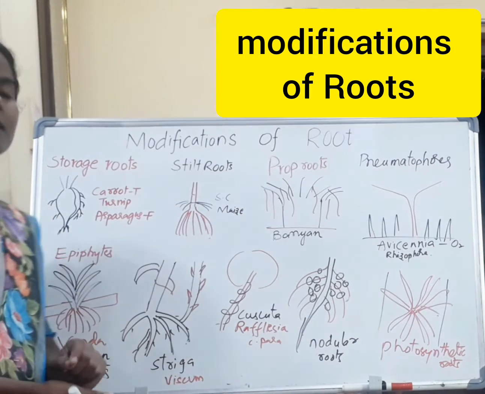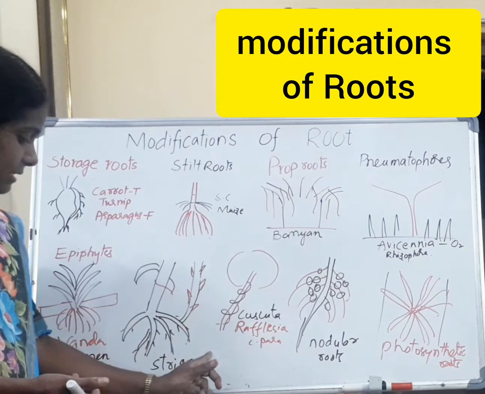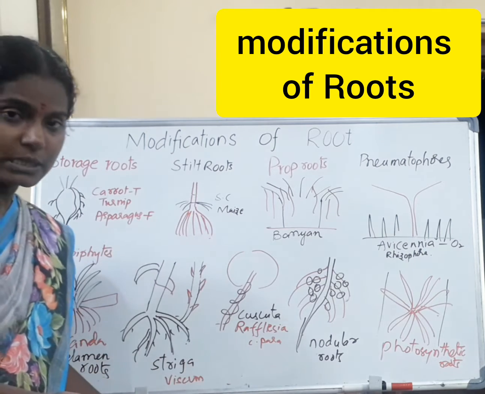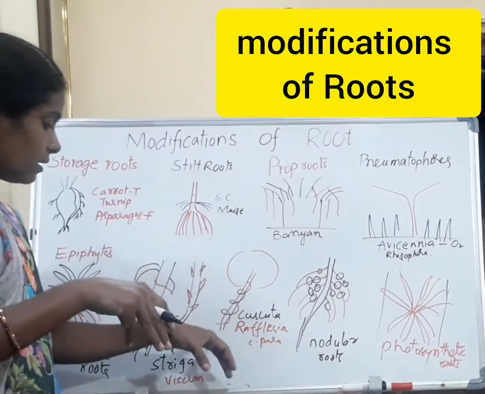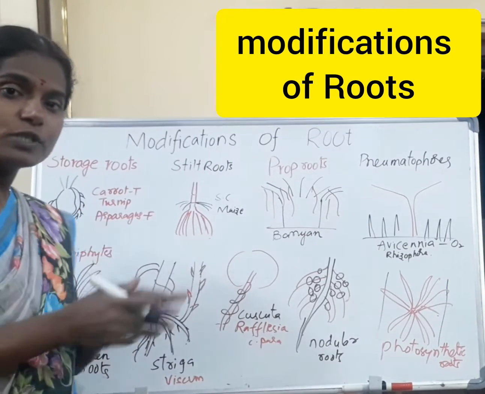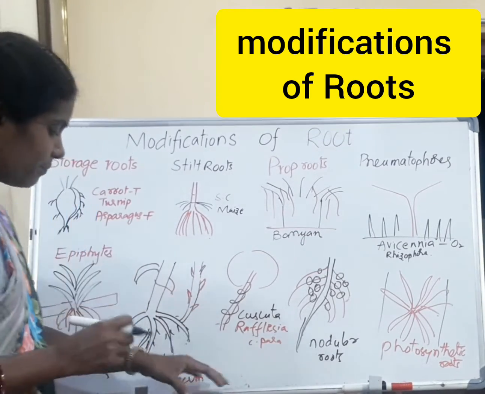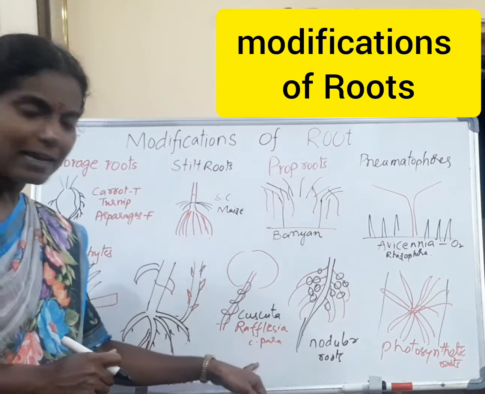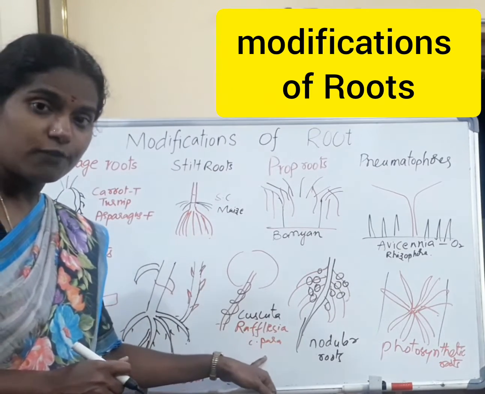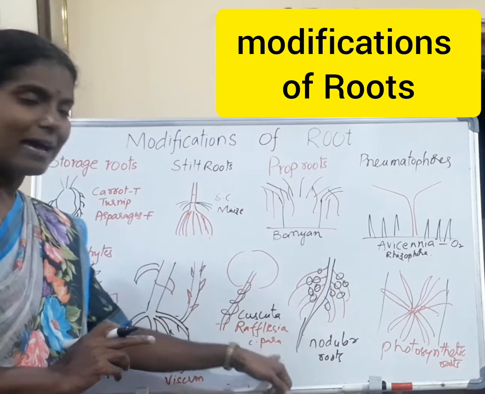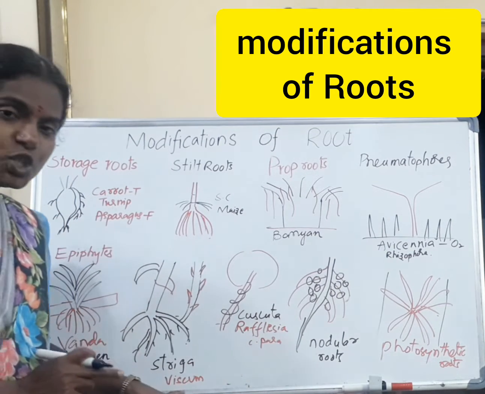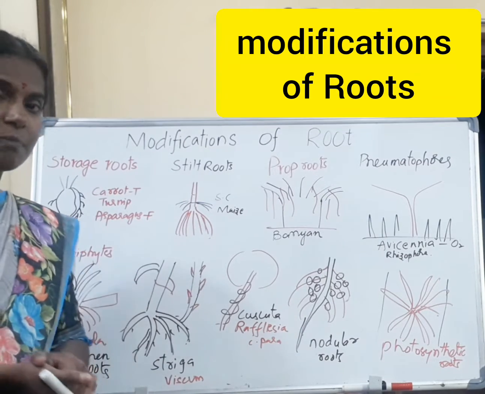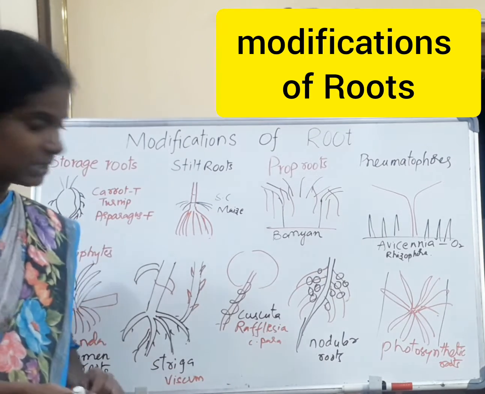And coming to the partial parasitic plants like Striga and Viscum, they produce haustorial roots into the xylem of the host plant. They absorb water. Okay. So complete parasitic plants, this is important for MCET questions. Complete parasitic examples: Cuscuta and Rafflesia. Partial parasitic plants examples: Striga and Viscum.